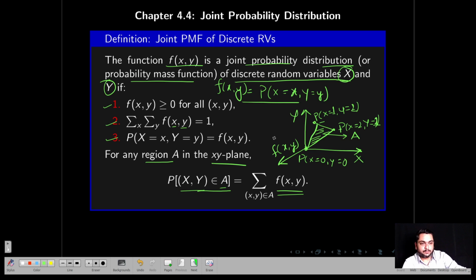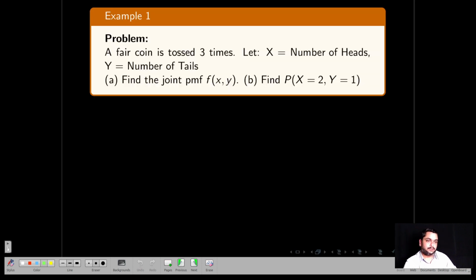So once you solve the problem, you'll understand in depth. Okay. So let us take an example. A fair coin is tossed 3 times. Let x equal to number of heads, y equal to number of tails. Find the joint PMF of x comma y. So what they are saying, let us write the sample space first.